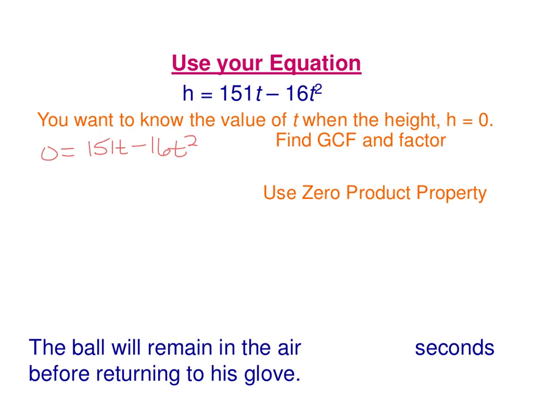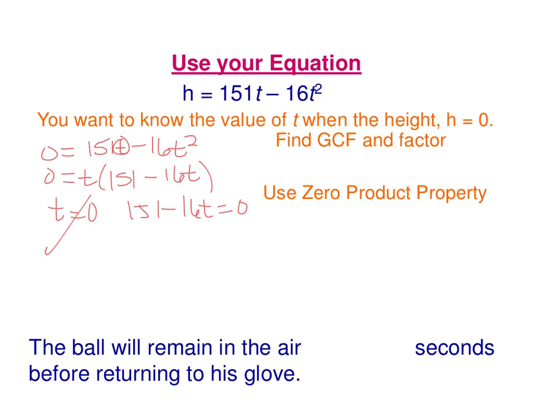Okay, I couldn't really find a common factor with 151 and 16, but I do know from looking at this that they share a t in common. So if I factor out that t, that gives me t times 151 minus 16t. And now I have two factors that I can set equal to 0 using that zero product property. t equals 0 and 151 minus 16t equals 0. Obviously, time equals 0 isn't the answer, the ball's going to be in the air longer than that.